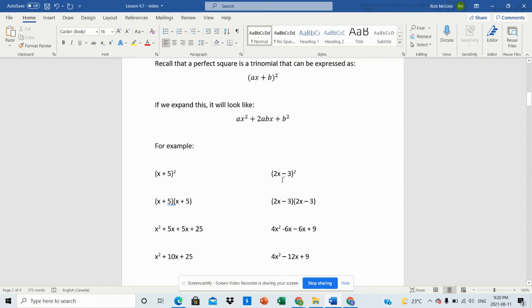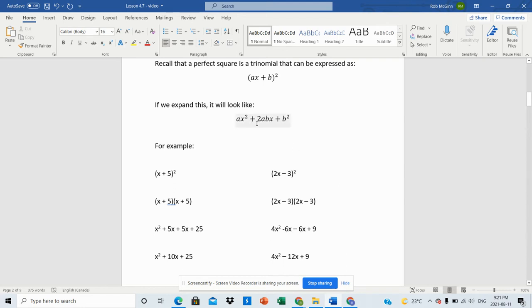Over here, we've got a slightly more complex perfect square, (2x - 3) squared. So if we want to expand that, that's (2x - 3) times (2x - 3). 2x times 2x is 4x squared. 2x times negative 3, negative 6x. Negative 3 times 2x is also going to give us negative 6x. And finally, negative 3 times negative 3 will be positive 9. So once again, we can collect our like terms, and we'll have 4x squared minus 12x plus 9.